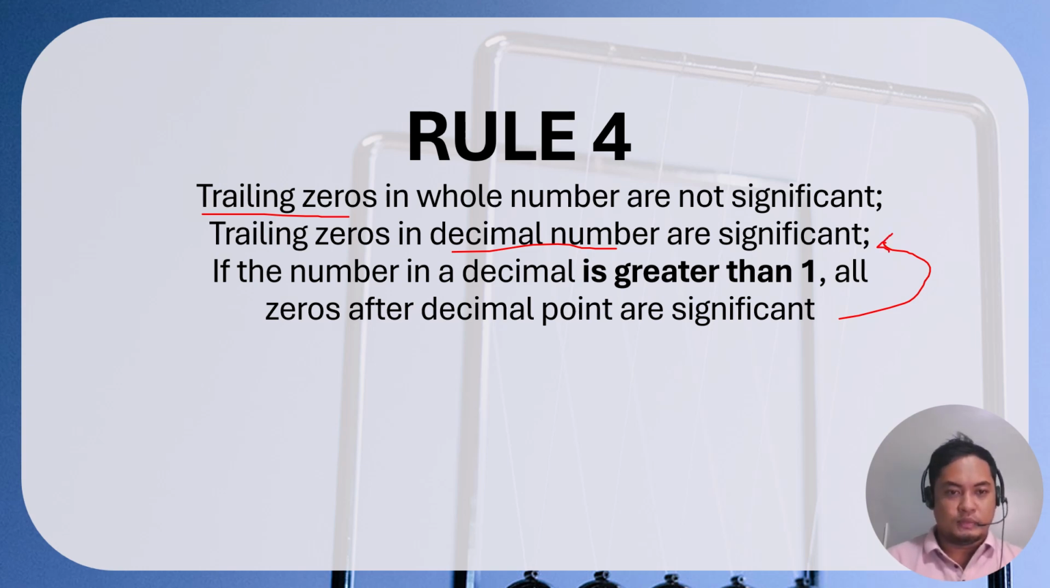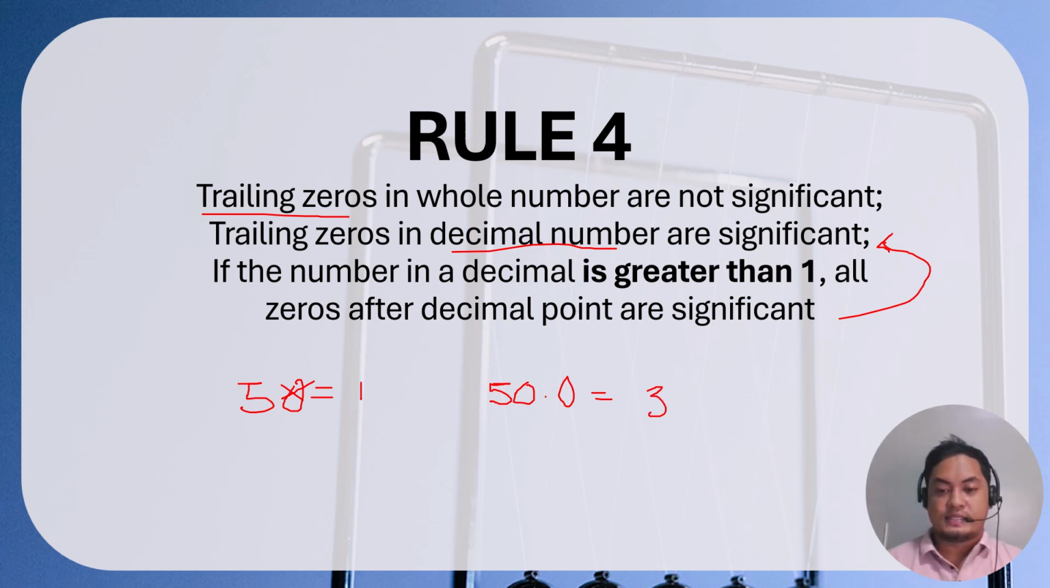For example, we have 50. I'm very sorry for my handwriting. 50 is a whole number. So the 0 after the digit 5 is not significant. So you only have one sig fig in this number. But if you have 50.0, it's a decimal number greater than 1. When it's a decimal number, zeros are significant, right? So we have 3 sig figs in this case.